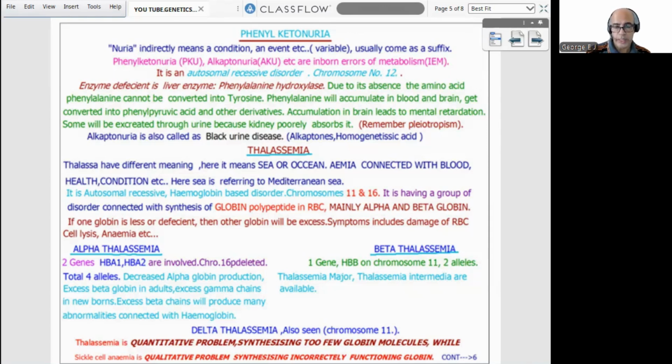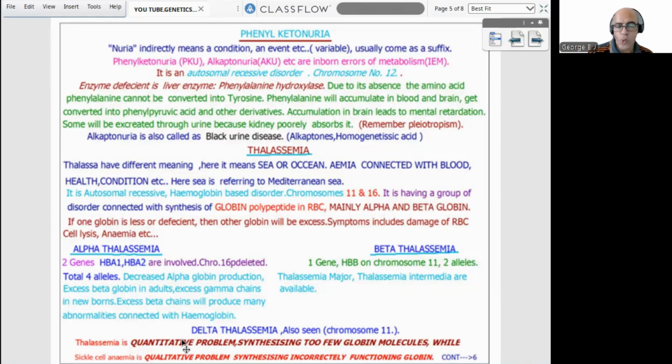Now, beta thalassemia has only one gene. It is HBB on chromosome number 11, 2 alleles. Thalassemia major and thalassemia intermediate are available. Delta thalassemia is also seen, linked with chromosome number 11. And these two statements are very common for exams.